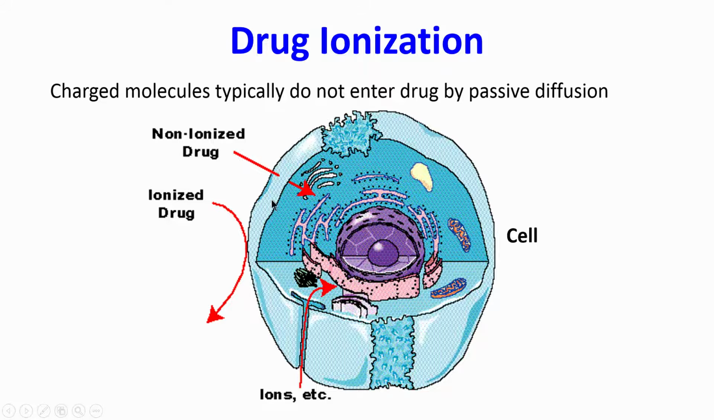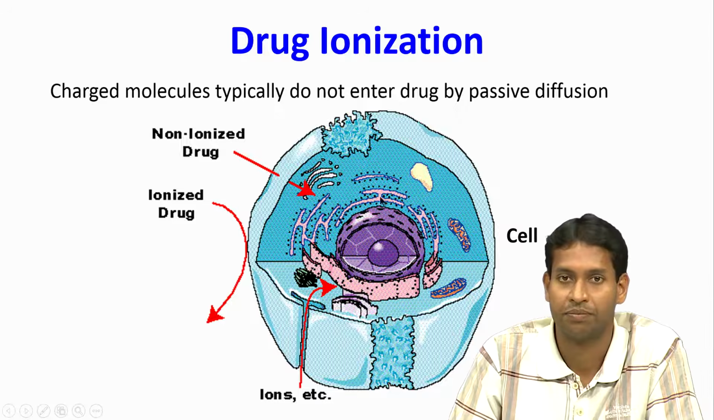So, this is again just kind of pictorially represented here. You have charged molecules, and typically these lipid membranes are very good at repelling charged molecules. So, if you have an ionized drug coming in, it will not be able to go into the cell membrane. However, if you have a non-ionized drug that is fairly hydrophobic with a high partition coefficient, then it will be able to diffuse through the cell membranes.